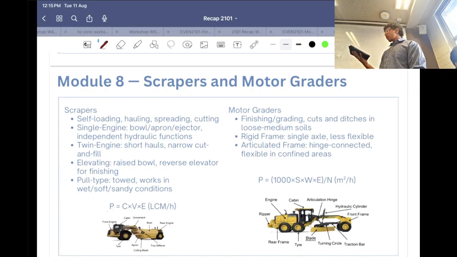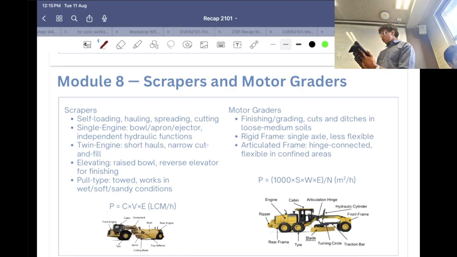And then we've got our motor graders. So this is more used for the finishing and grading, also cuts and ditches, in loose to medium soils. So they have a more rigid frame, so just a single axis and less flexible. But then there's other types like the articulated frame, so more hinge based and more flexible. And we got a production equation there as well.